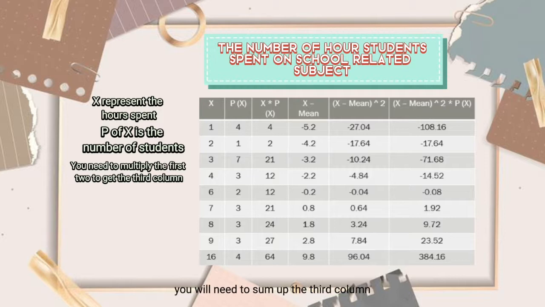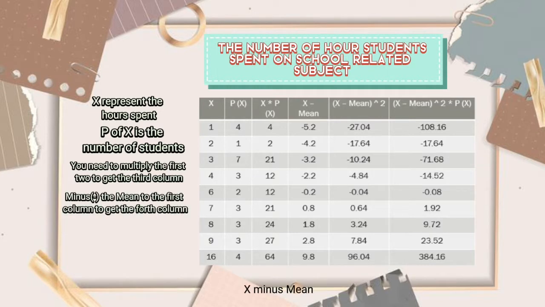You sum up the third column and divide it by 30. I used 30 because that is the number of students I asked in this research. Dividing, you get 6.2. Now that you have the mean, you can solve the fourth column, which is x minus the mean. For example, 1 minus 6.2 is negative 5.2, 2 minus 6.2 is negative 4.2, and so on.